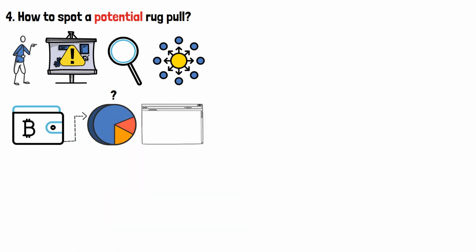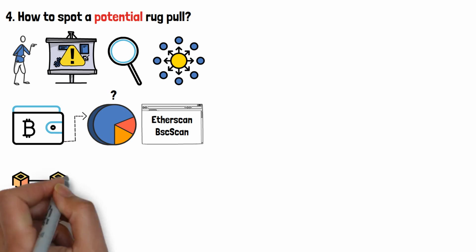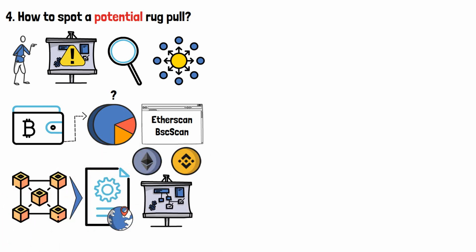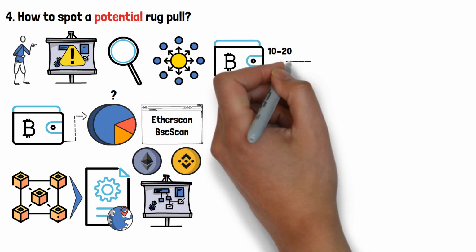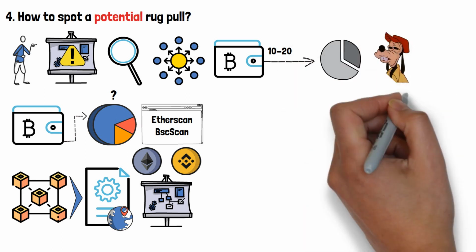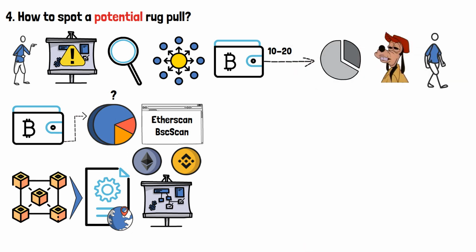Well, there are special websites such as Etherscan and BSCscan. These are blockchain explorers that allow you to enter the smart contract address for any Ethereum or Binance Smart Chain project out there and check the token allocation. If you see that 10 or 20 wallets hold more than 50% of all of the available tokens, chances are that something fishy is going on and you should stay away from the project.